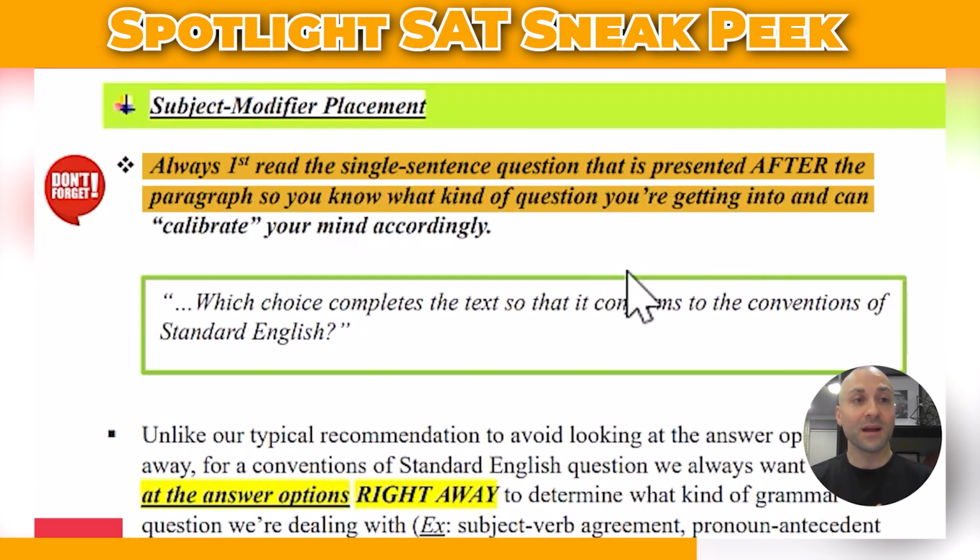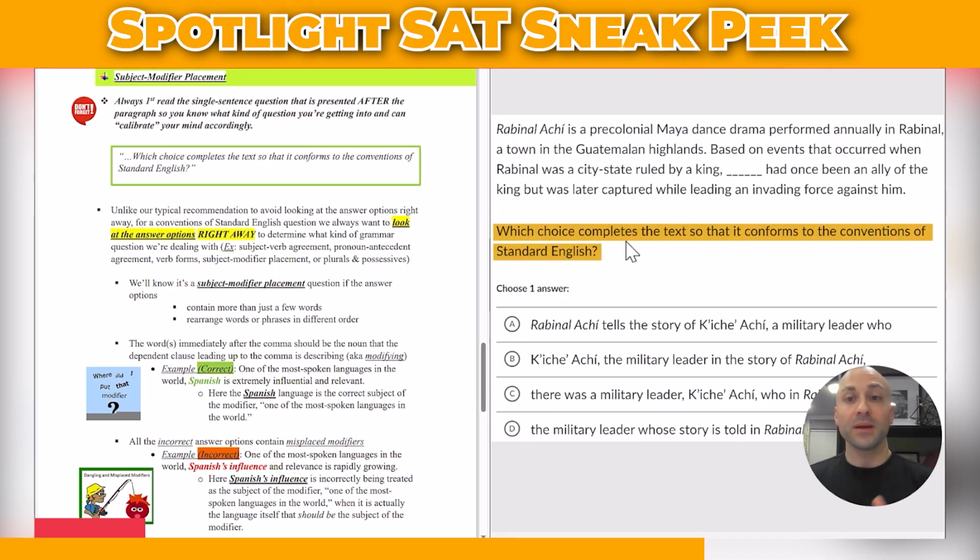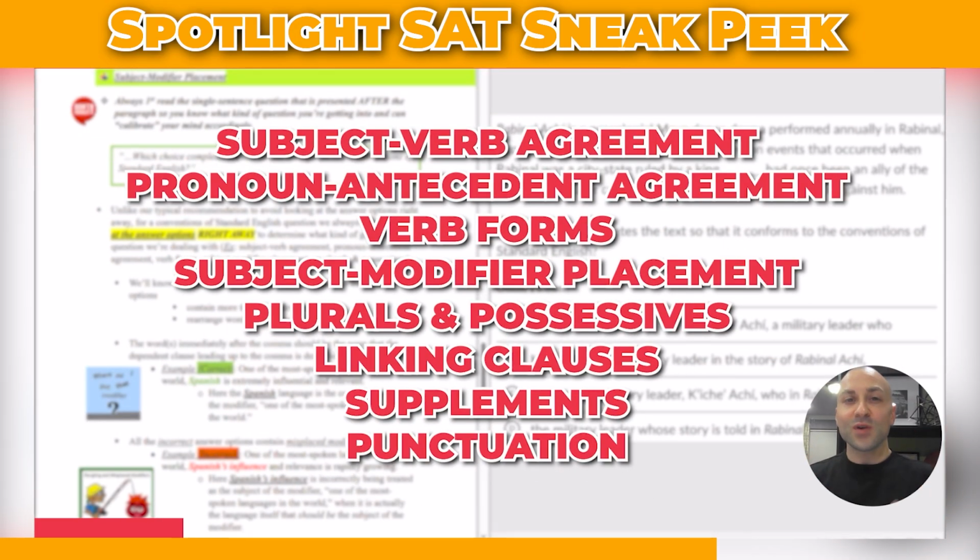after the paragraph so that we know what kind of question we're getting into and we can calibrate our minds accordingly. So when we see which choice completes the text so that it conforms to the conventions of standard English, the unfortunate thing there is we know that the conventions of standard English could be any one of these 8 themes. So how are we supposed to figure out which of these 8 themes it is?